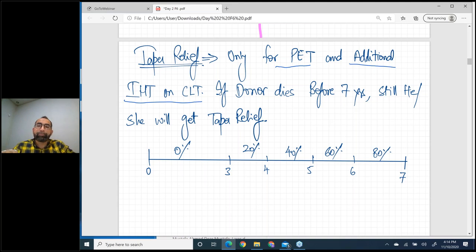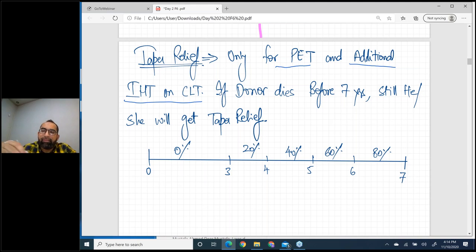Now, listen, what were the rules? Let us say the donor gifts an asset now, and he dies after 7 years. Then 0% tax, no tax. The donor did PET now, and he dies after 7 years of PET, then 0% tax. But you know, the tax department has given one more favor. If you die before 7 years, or I should say, if you die close to 7 years, then you will get a new relief which is called taper relief.